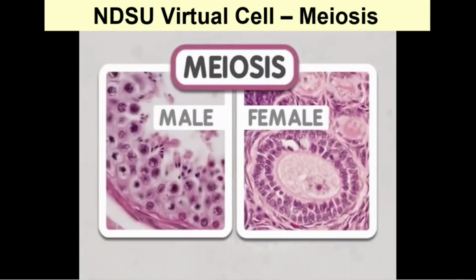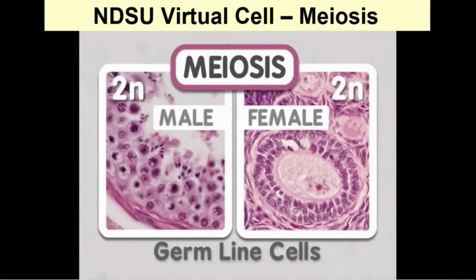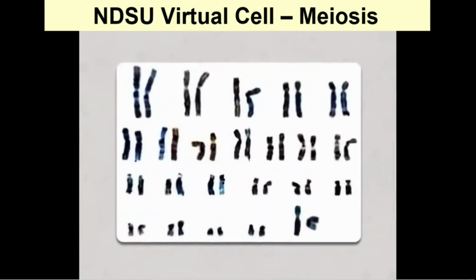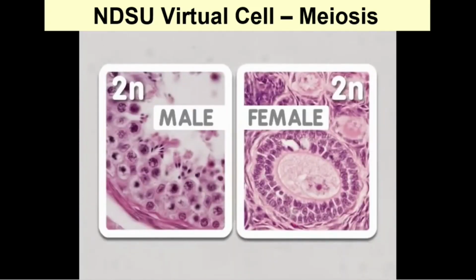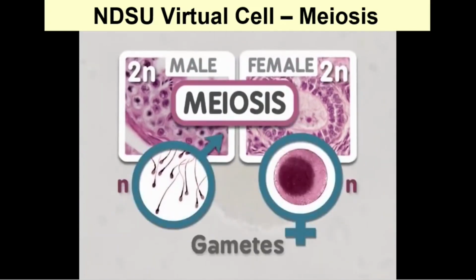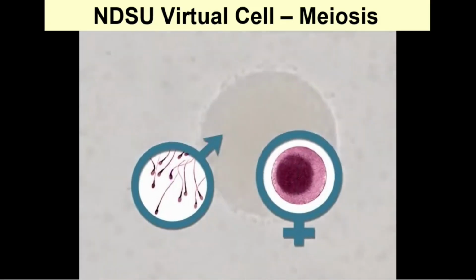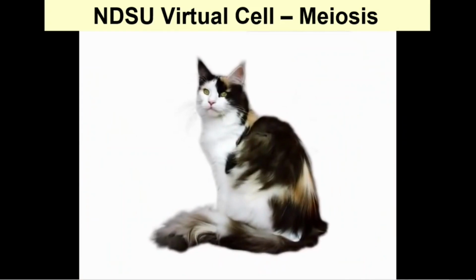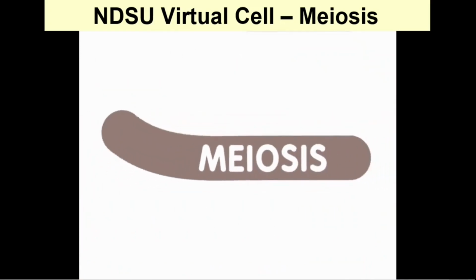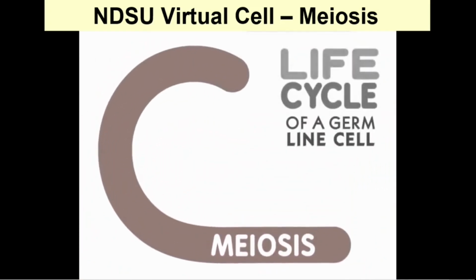The cells that undergo meiosis to produce the gametes are called germline cells. In diploid organisms, germline cells have 2 copies of each chromosome. Germline cells undergo meiosis to produce haploid gametes, which only have 1 copy of each chromosome. These haploid gametes fuse to form a diploid embryo that grows into the adult. Meiosis is just one step in the life cycle of a germline cell.